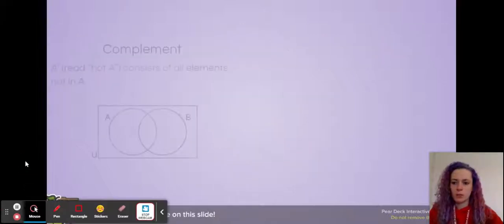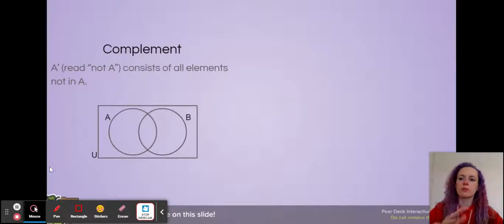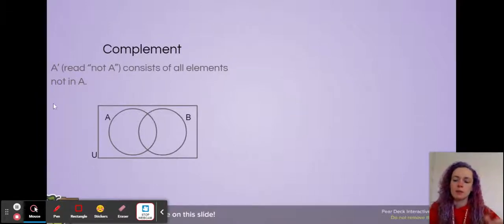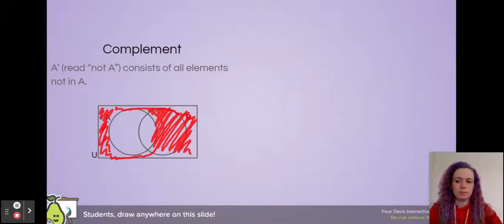And our final two pieces, first up, the complement, which we've already seen before, but in terms of a Venn diagram, again, remember the complement is denoted with the apostrophe, and it's read "not A," and it's consisting of all elements that are not in A, but still within the universal set.